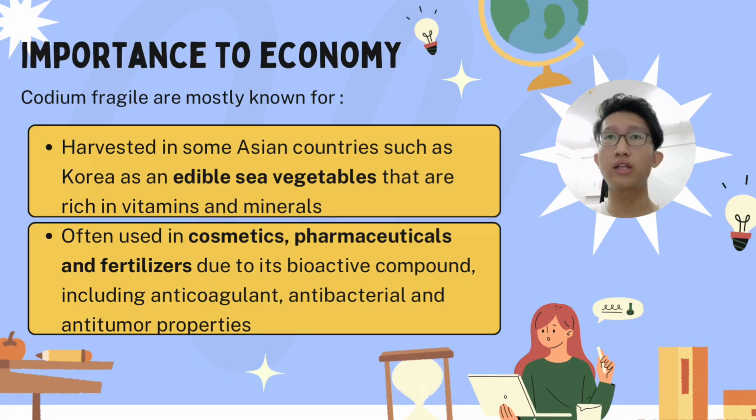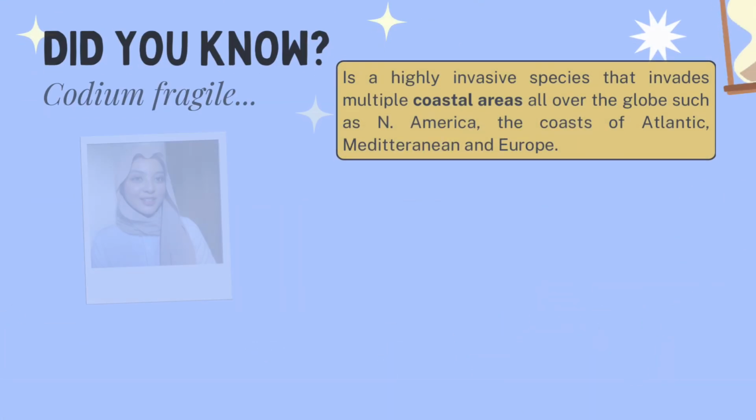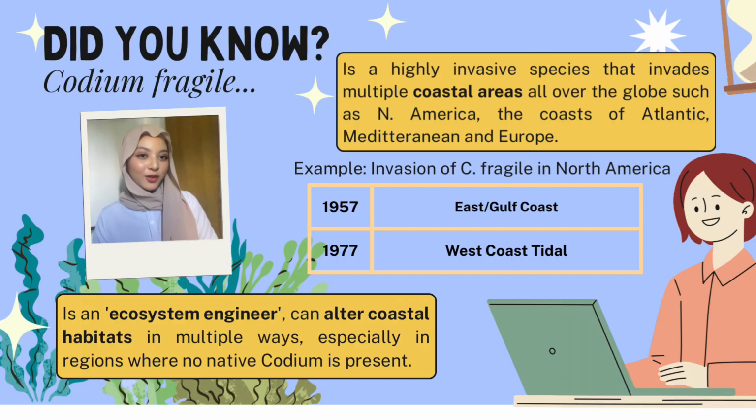Now I want to discuss the importance of Codium fragile to the economy. They are mostly known for two things. The first one is they are harvested in some Asian countries such as Korea and Japan as an edible sea vegetable that is rich in vitamins and minerals. They are also often used in cosmetics, pharmaceuticals, and fertilizers due to their bioactive compounds, including anticoagulant, antibacterial, and anti-tumor properties. Next, we're moving on to some interesting facts about Codium fragile.